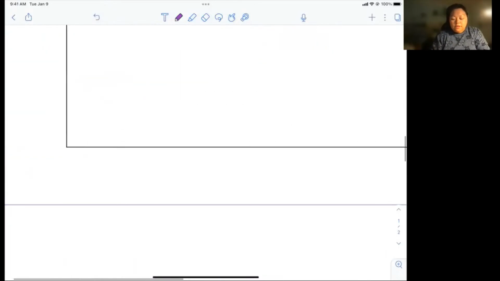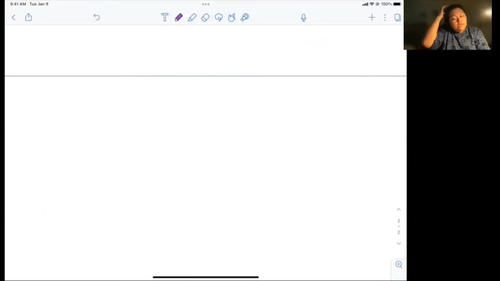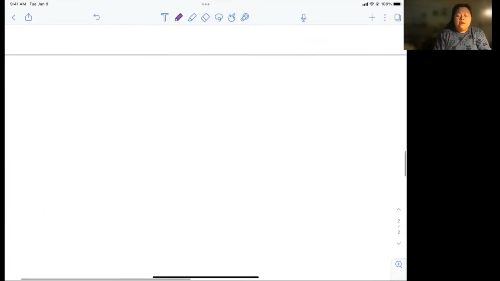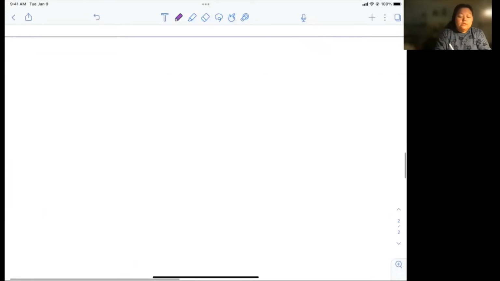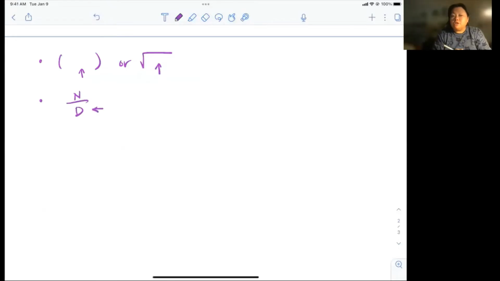So a few things here, let's just find a spot to take notes. So here are a few suggestions, right? Typically we take what's inside the parentheses or what's inside my square root as a u. That would be set up as your u, okay? Another typical situation is when you have a fraction, a numerator over a denominator. Usually the denominator is your u, okay? Another one is when you have two different powers.